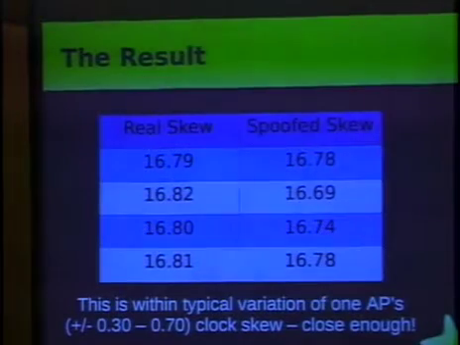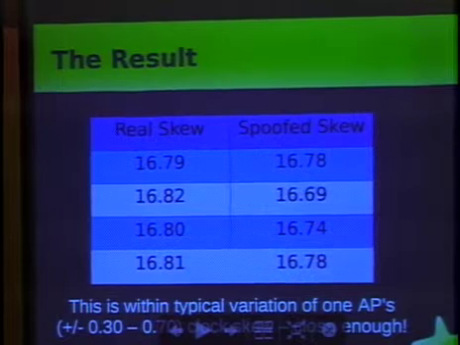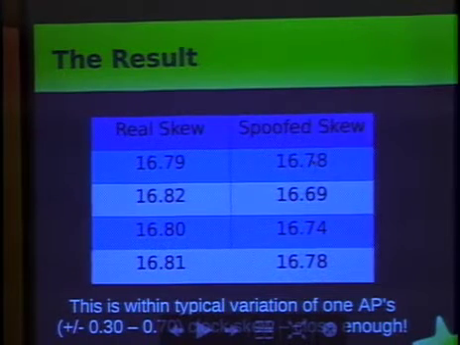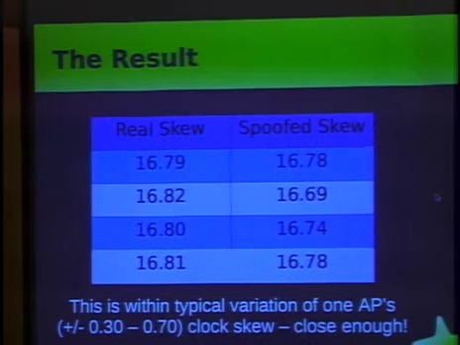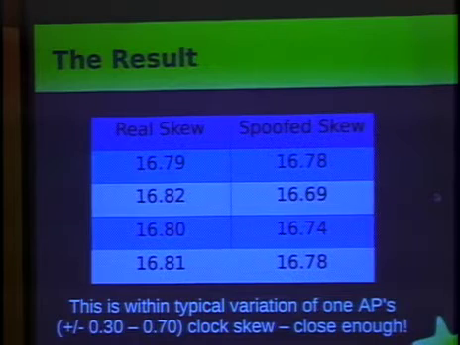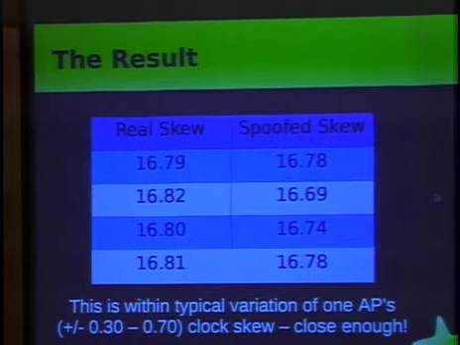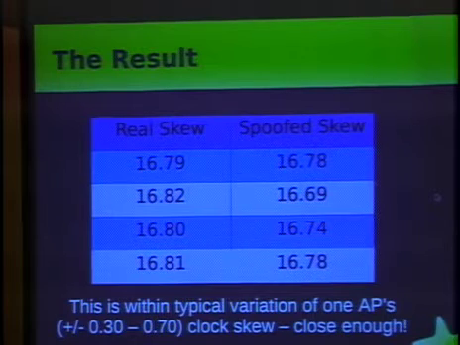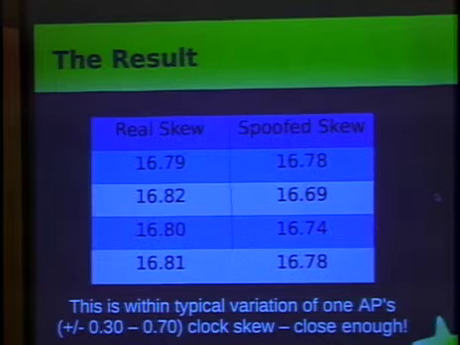But that's okay, because the real skew and the spoofed skew are pretty close. And actually, considering that within a normal clock skew, you expect a 0.30, 0.70 variation, this is within the normal daily variation. So what you see is that, you know, this is a hot day. The clock is behaving a little bit different. That's okay, because it's within the normal variation.